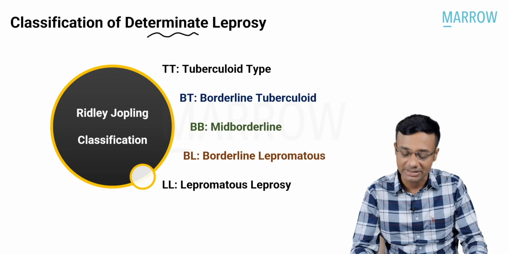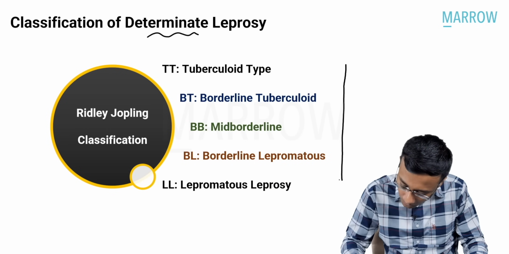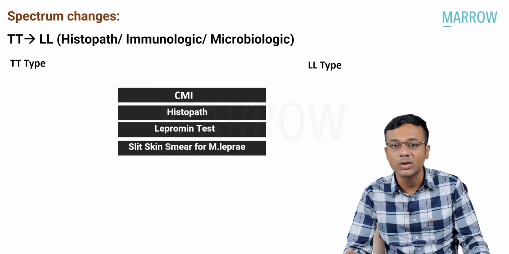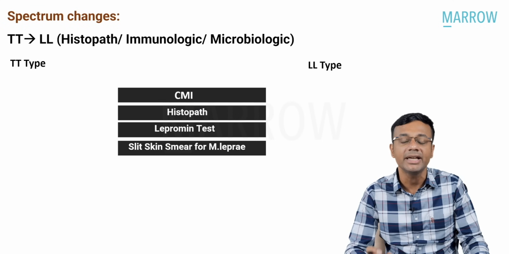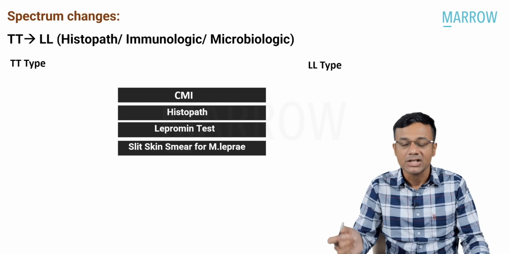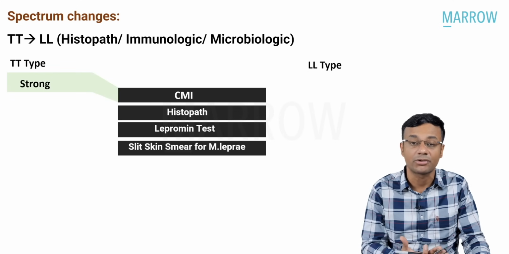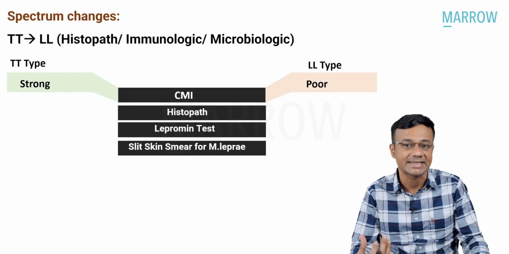One thing we need to know in leprosy is as you move from TT to LL, what is going to happen? Your cell mediated immunity goes on decreasing, and your acid fast bacteria, Mycobacterium leprae, goes on increasing. Let us now try to understand what are the different changes happening when you move from TT to LL. So when you're moving from TT to LL, first let us look at the CMI. The CMI is strong in TT, whereas in LL it is poor.